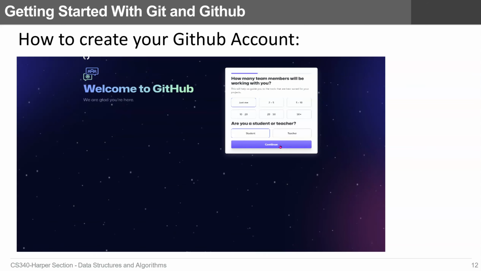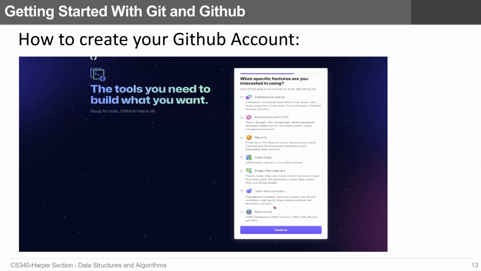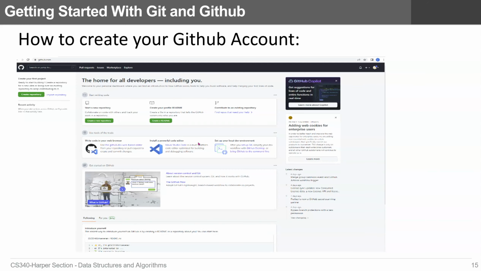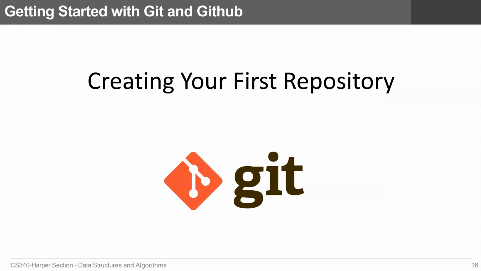Almost done. And so now here you'll have your GitHub account. You can say just me and the student. You can pick all or none of these, continue on. Because you're a student, you can sign up for the GitHub student program, which is actually pretty cool. It gives you a lot of stuff for free. Once you get past that and log in, you'll see this as your GitHub control screen. And now we'll step on to creating our first repository.